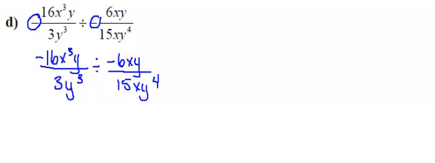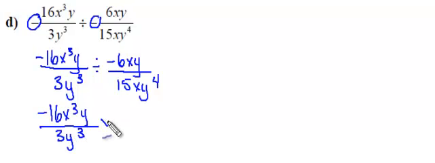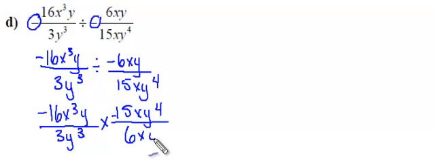Alright, now we never divide, we just flip and multiply. So I'm going to flip my second fraction and change it to a multiply. Alright, I'm going to put that 15xy^4 on top, and I'm going to keep the negative up there just because I like seeing it there. If you chose to put it on the bottom, it will be the same.